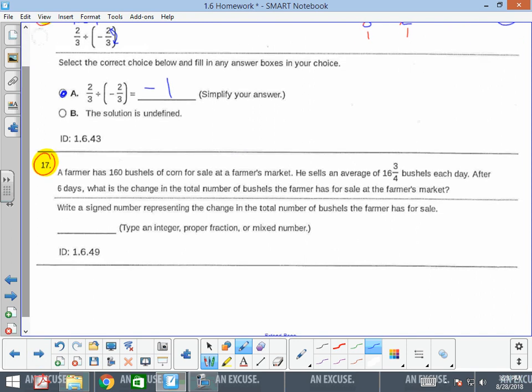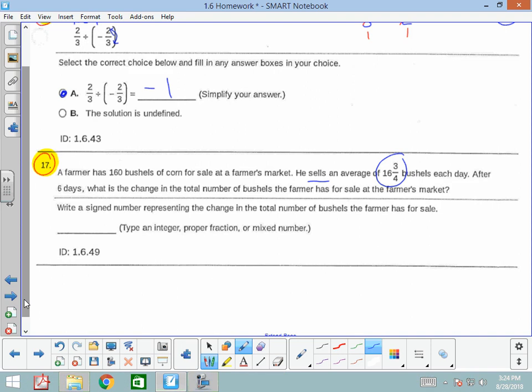All right, number 17. A farmer has 160 bushels of corn for sale at a farmer's market. He sells an average of 16 3/4 bushels each day. After 6 days, what is the change in the total number of bushels the farmer has for sale at the farmer's market? So we're going to write a sign number. It means positive or negative. And so what we're doing is we're taking 16 3/4 and we're going to multiply, because we want to know what he sells overall in 6 days.